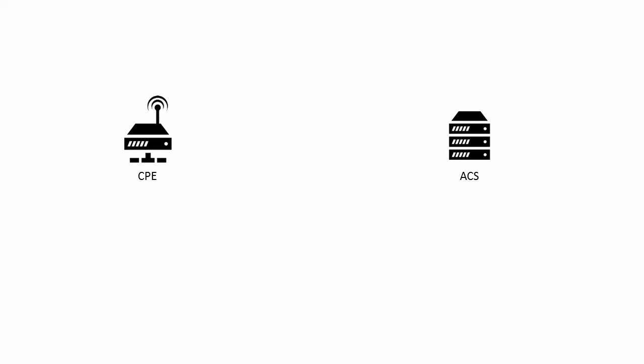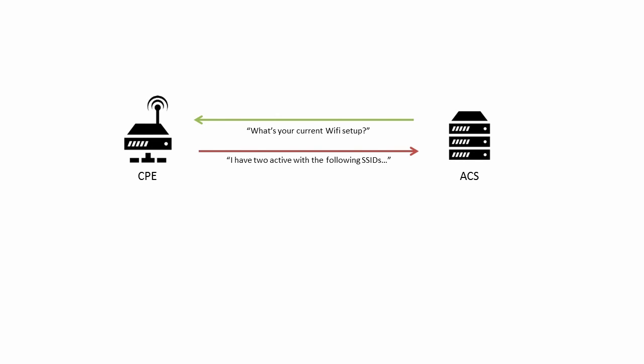The fundamental purpose of TR-069 is to allow an ACS to interact with the CPE's instantiated data model, that is, the representation of its current state.